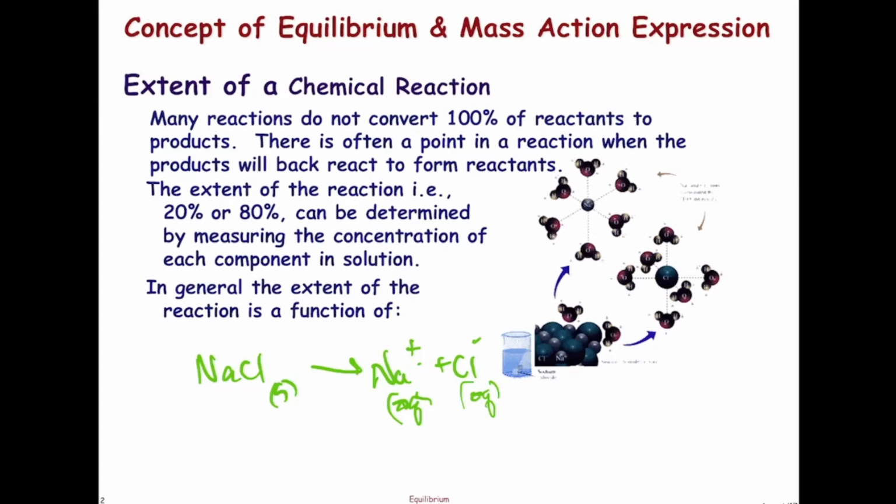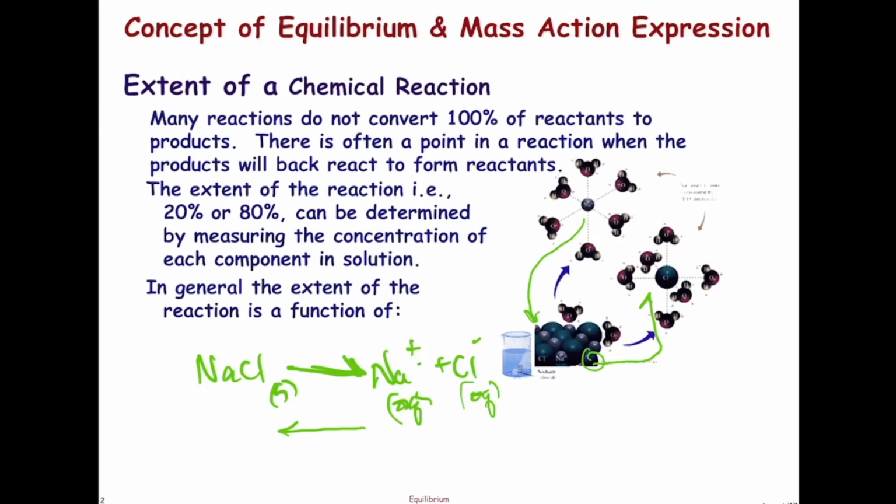But what in reality is going on is that some of the ions in your table salt are actually being dissolved by the water, and some of the ions that are dissolved by the water are precipitating out. It's forming a product. So when those two rates are equal, the rate at which the table salt dissolves and the rate at which the ions recrystallize, that's equilibrium.